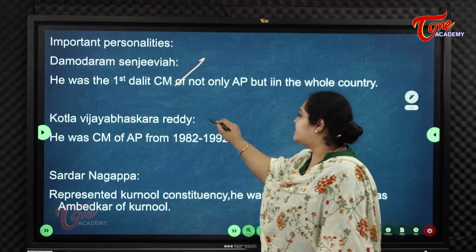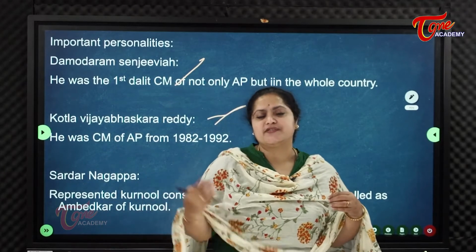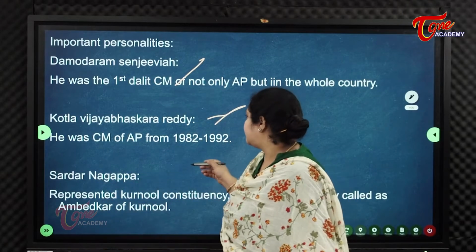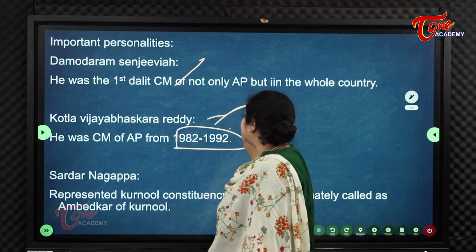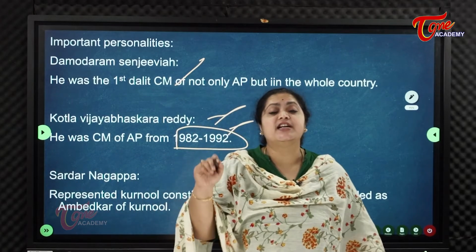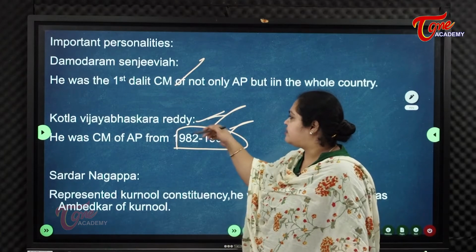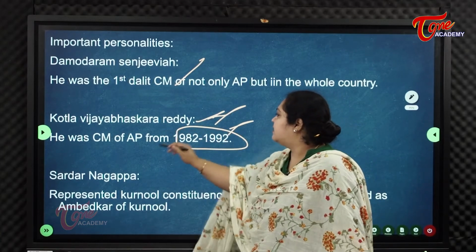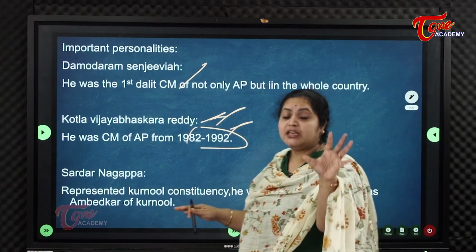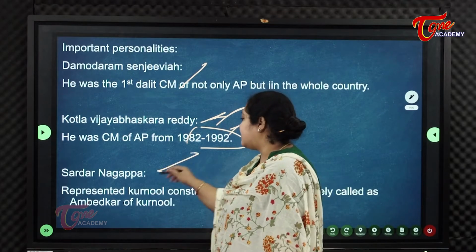Next one is Kotla Vijay Bhaskar Reddy. He is also from Kurnool district. He was the CM of Andhra Pradesh from 1982 to 1992. Damodaram Sanjeevayya was Chief Minister in the year 1960, while Kotla Vijay Bhaskar Reddy was CM from 1982 to 1992, which means he ruled for nearly 10 years.